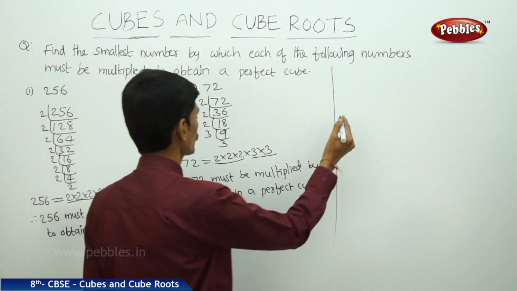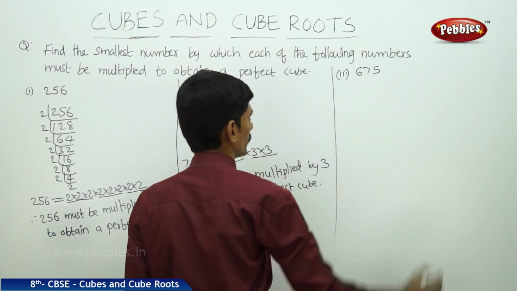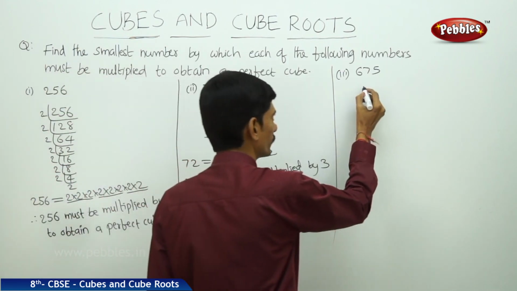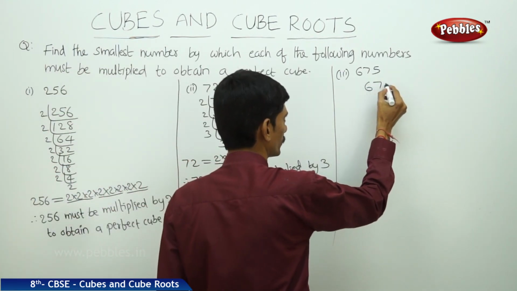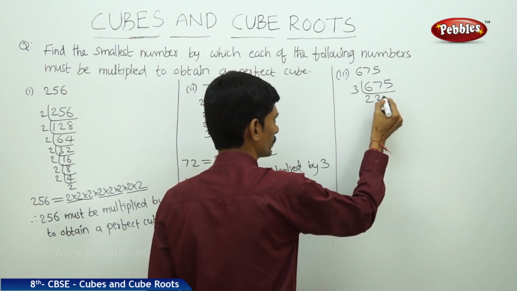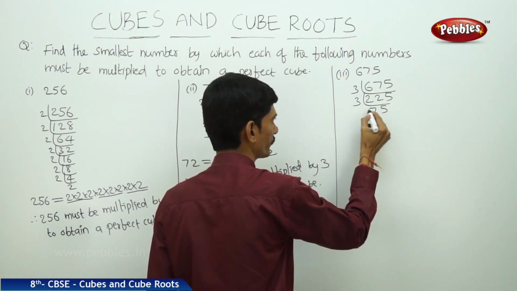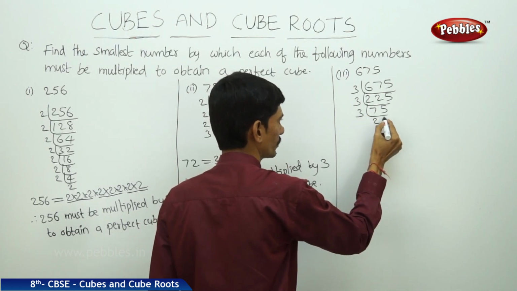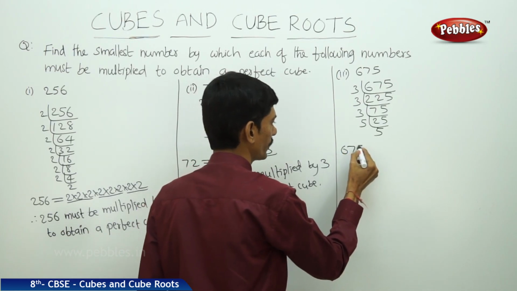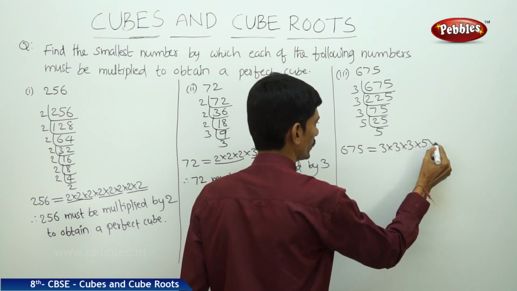Next, we will solve the next question, 675. So let us see whether 675 is a perfect cube or not. Now we will see the prime factorization of 675. 3 2s are 6, 3 5s are 15, 3 7s are 21, 3 25s are 75, 5 5s are 25. Now 675 equals 3 into 3 into 3 into 5 into 5.